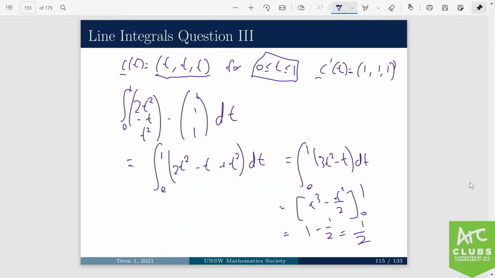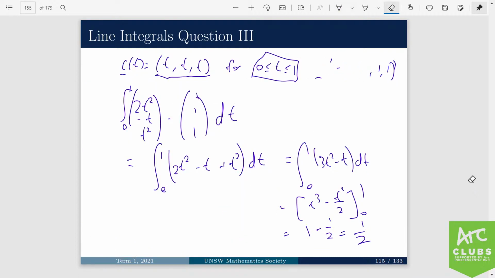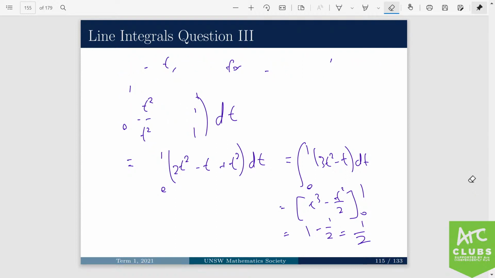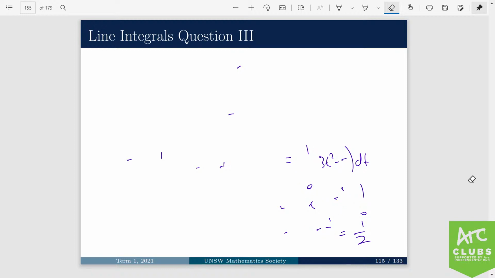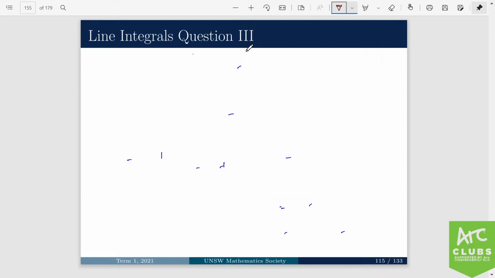I need more space. Let's just clear all this. Okay, I can't be bothered. Let's just use a different color. Just ignore the marks.